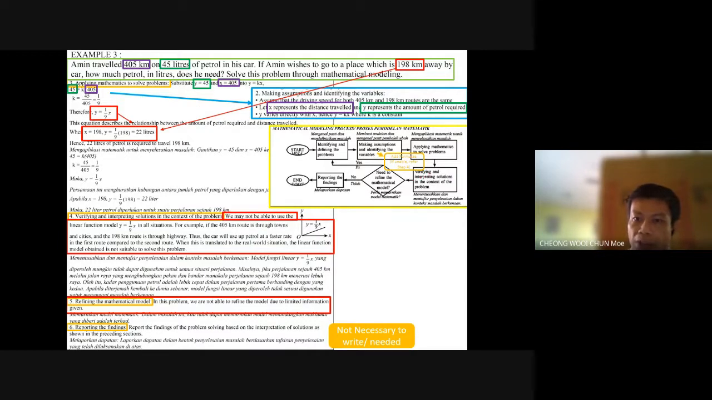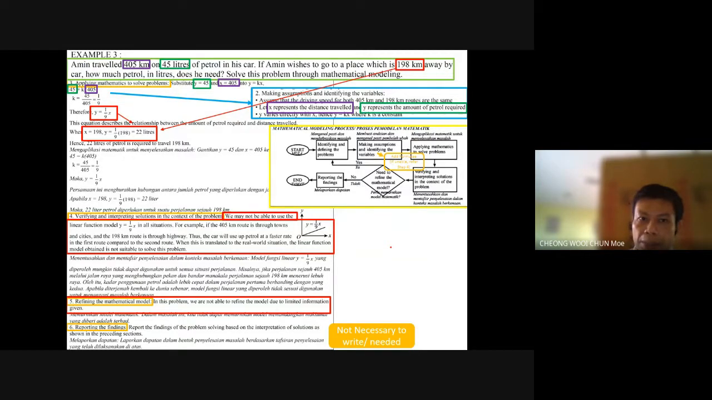After step 4, we continue with step 5, refining the mathematical model. In this problem, we are not able to refine the model due to limited information, because the information given is not detailed enough. Number 6, reporting the findings. We can redo the findings, everything. Step 6 is usually not necessary to write, or not needed. There's nothing to report here because we already find that, due to lack of information, we can't refine the model.